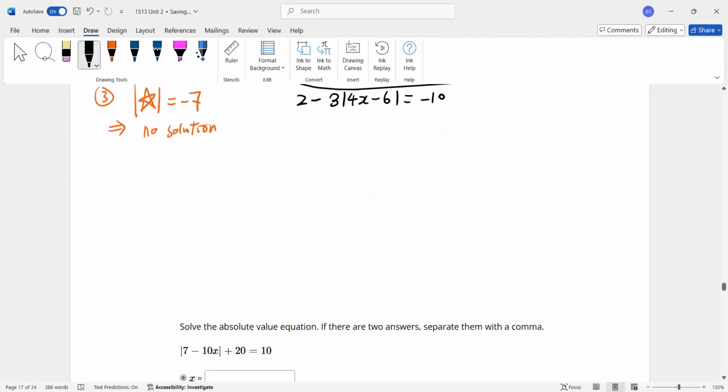Okay. One common mistake is people trying to distribute. Please do not do that. You do not distribute when you have an absolute value. When you have a parenthesis, yes, you do. This is not a set of parentheses. This is a set of absolute value symbols. You do not apply the distributive property.